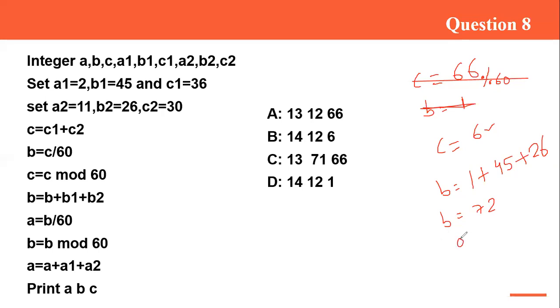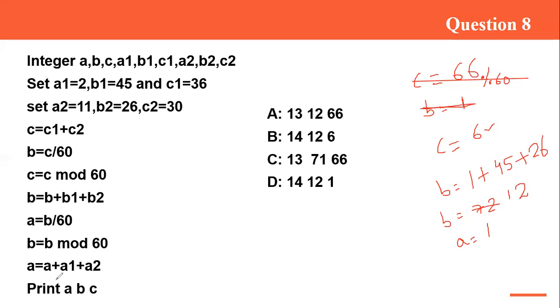A is equal to 72 by 60. 72 by 60 means what? Again, we don't go beyond 1. The quotient is 1. But in the same way, B mod 60. B is updated as 72 percent 60, which means what? 12 is the remainder, right? 72 by 60. That's it.